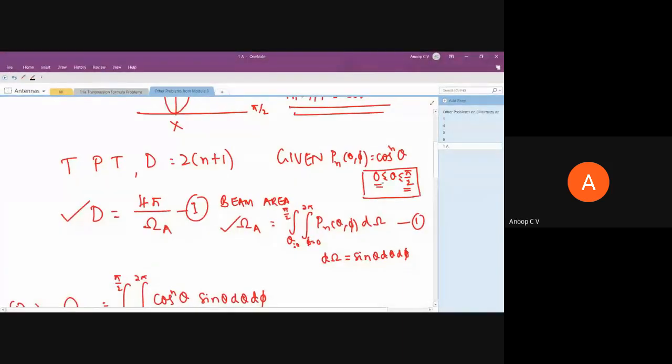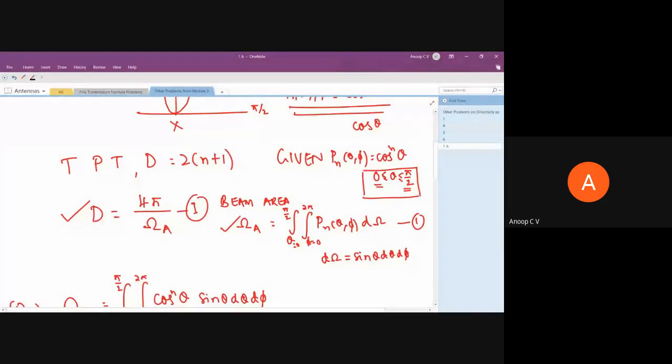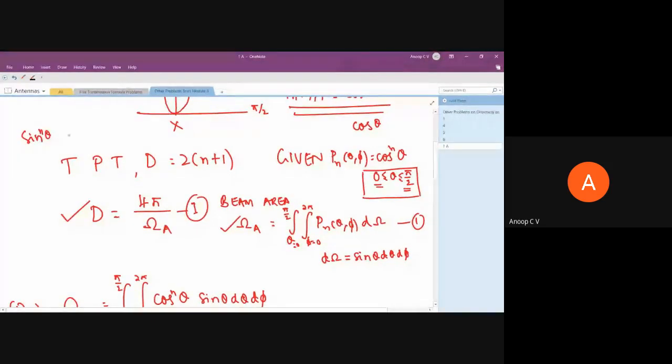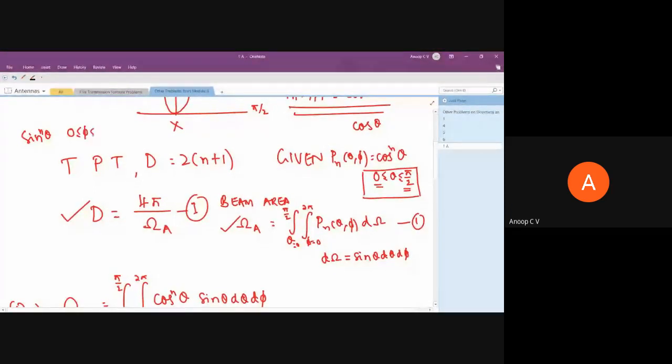So I told, for a cos theta pattern, if it is unidirectional, I will be taking theta from 0 to pi by 2. And if it is a sine theta pattern, or sine power n theta pattern, which is unidirectional, I'll take theta from 0 to pi. Why is that? You have to find out why that is.